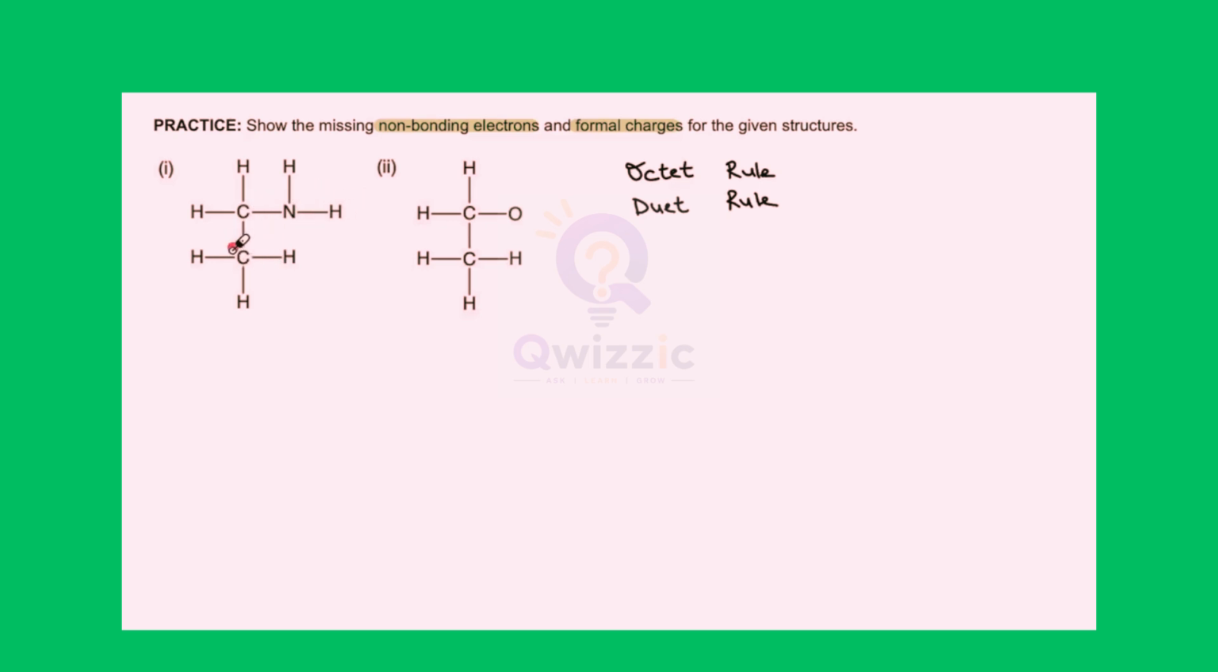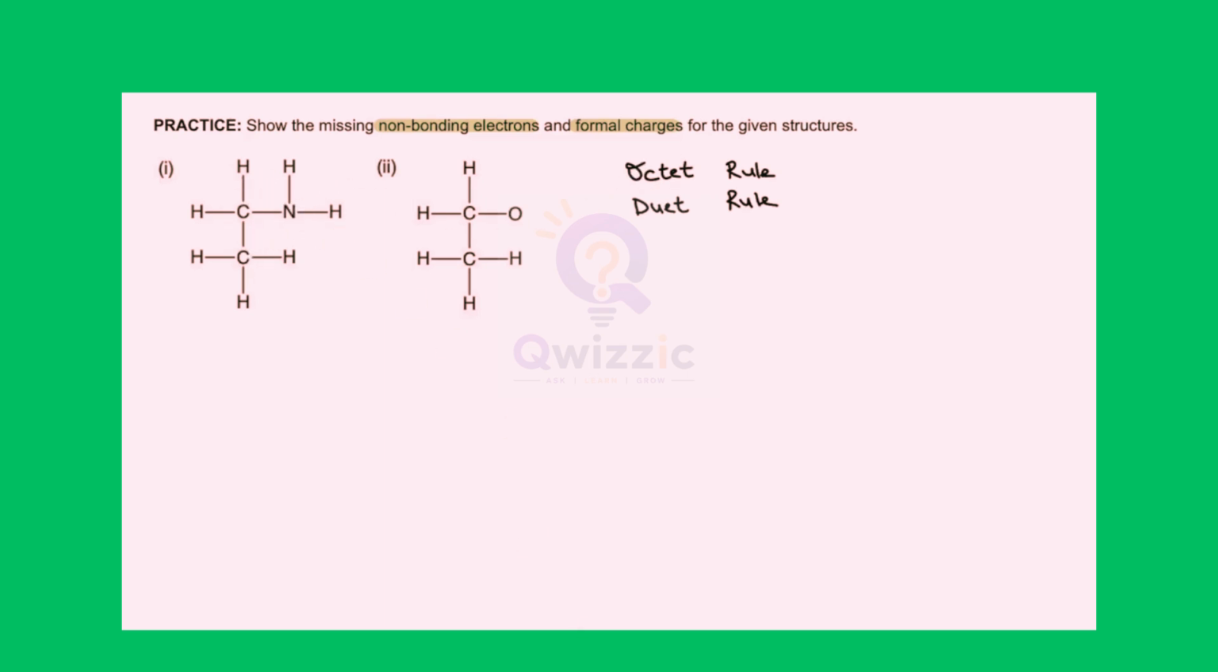So each carbon, we have 2 carbon atoms, has 4 bonds. What does that mean? Well, this means that each carbon satisfies the octet rule because every carbon has 4 bonds and every bond has 2 electrons. So each carbon contains 8 electrons around it. Therefore, we don't want to add any lone pairs to our carbons.